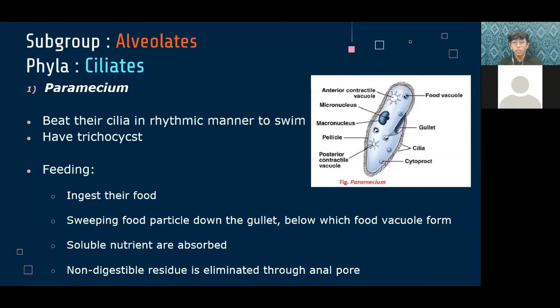An example of cilia is Paramecium. Paramecium move by beating their cilia in a rhythmic manner to swim. Paramecium also have trichocysts, which are contained in oval capsules that lie just beneath the pellicle.